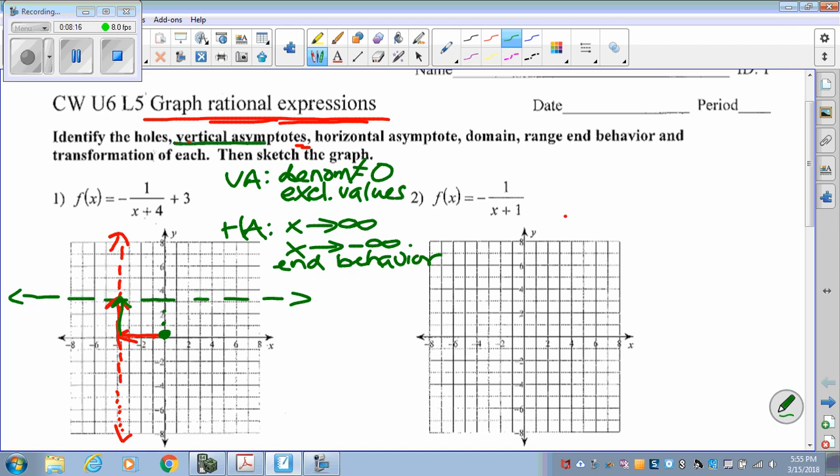So vertical asymptote has to do with the denominator, can't be 0. Horizontal asymptote is your end behavior. And then you have your transformations, where you move left and right and up and down. And then you can also reflect, too. That negative in front, that's still a reflection, just like before.